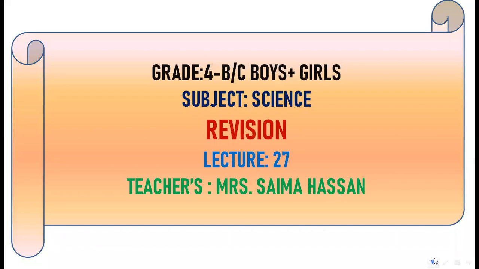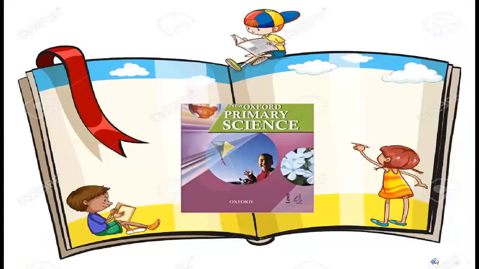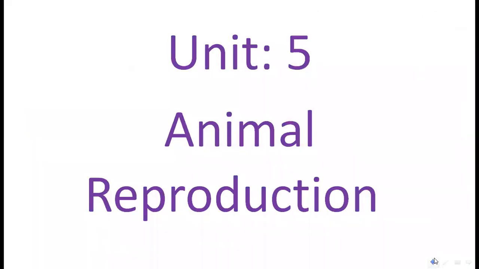Dear students, today we are going to review the second term syllabus quickly. If you don't understand some of the topics, try to understand now. So let's take a quick review. First of all, you all open your books and come to page number 26. On page number 26, we have the first unit of this term, unit number 5, animal reproduction.